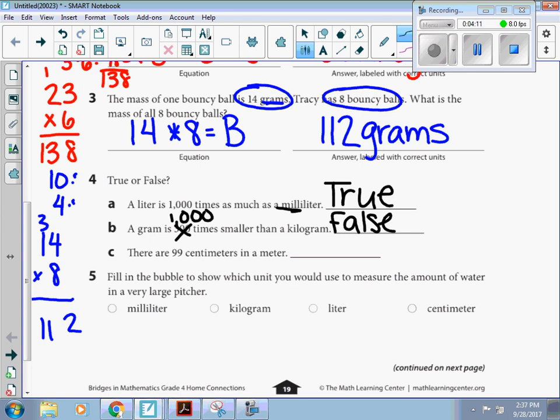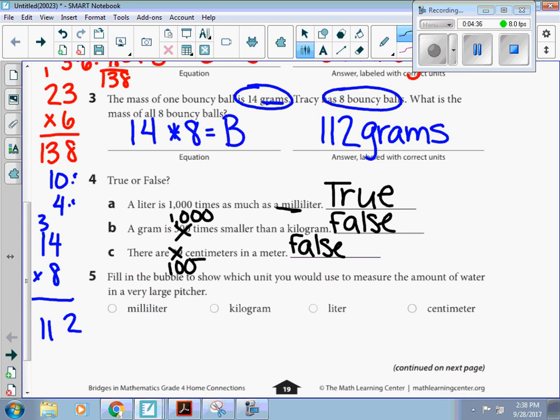And C, there are 99 centimeters in a meter. We know that that one's false because we know that there are actually 100 centimeters in a meter. We use that centi prefix as our word of the day yesterday for centimeter. I know you talked about meter being measured, but centi tells us that 100 part.